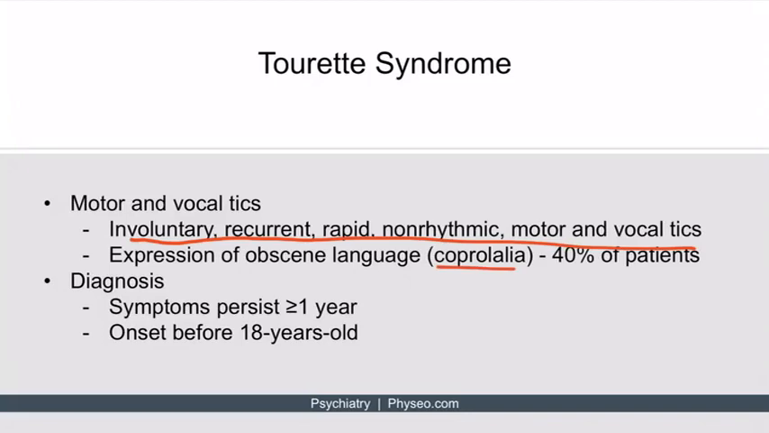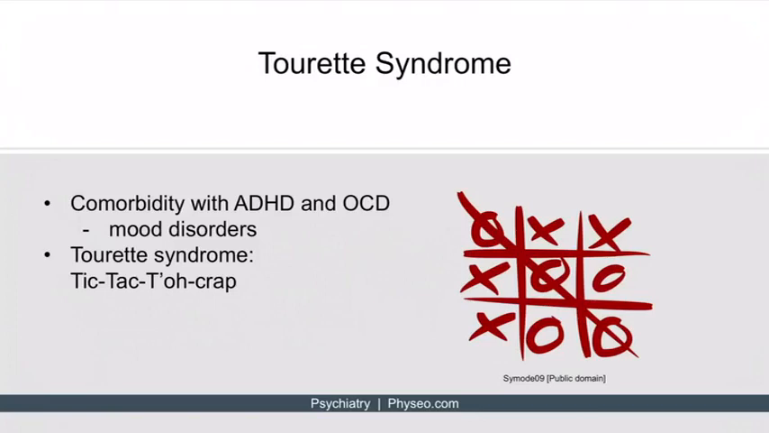Diagnosis of Tourette syndrome involves symptoms that have persisted for at least a year. Additionally, the onset of symptoms must occur before the age of 18. Tourette syndrome is also comorbid with ADHD and OCD. Complications of Tourette syndrome include anxiety and depression, which are mood disorders.